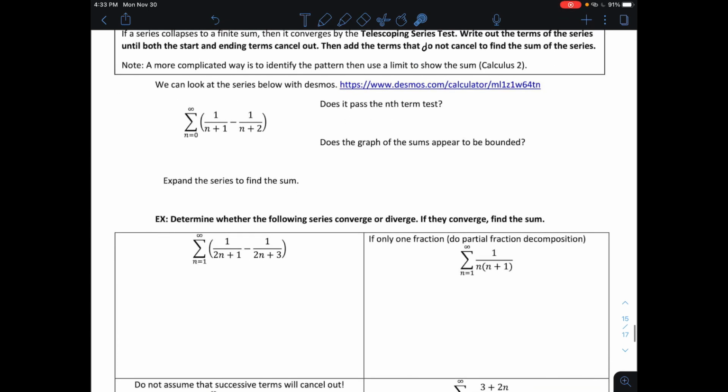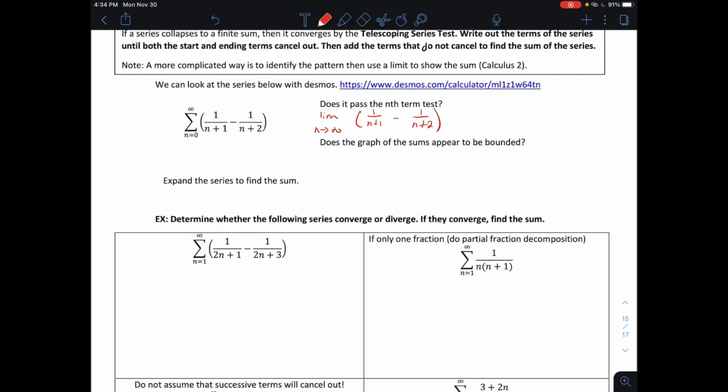So if I'm looking here at this first problem, I'm looking at the series of the sum from n equals 0 to infinity of 1 over n plus 1 minus 1 over n plus 2. Anytime you're trying to determine the sum of an infinite series, you first need to know, does it converge or not? The first thing that I do is determine whether or not it passes the nth term test. So I'm going to evaluate the limit as n approaches infinity of the expression on the inside, 1 over n plus 1 minus 1 over n plus 2.